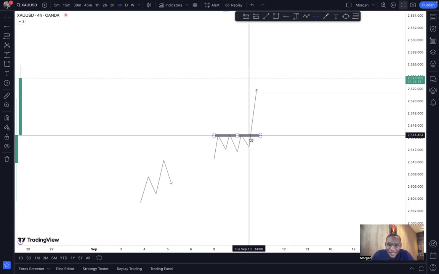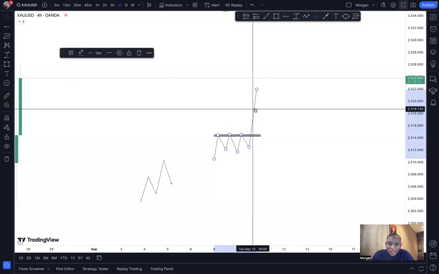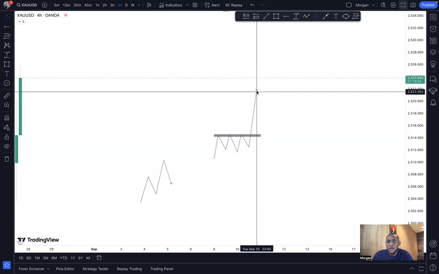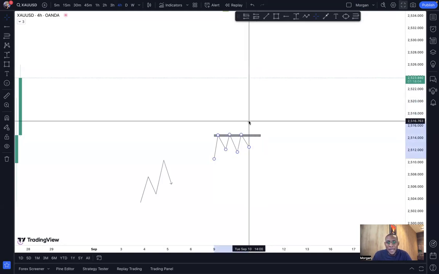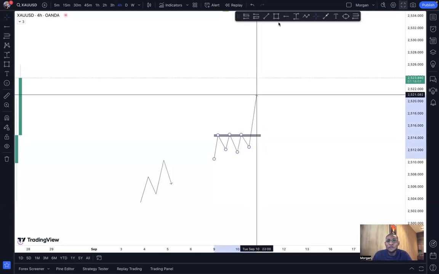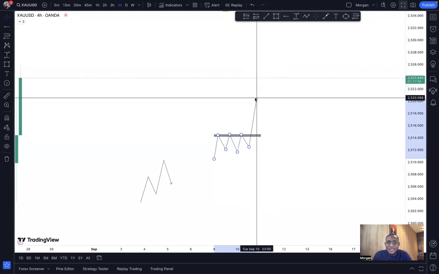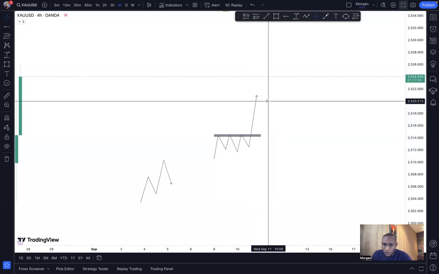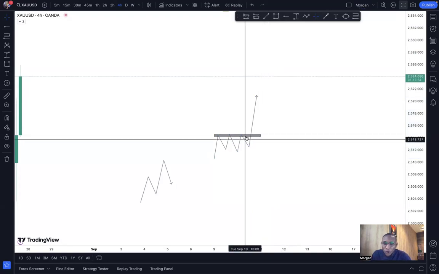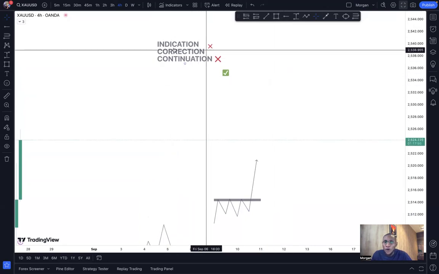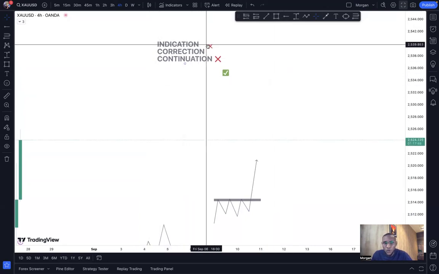So price breaking out of here, I don't trade this because I don't know where price is going. I don't know how high price can go, or if it will keep going higher. So I have to wait and see where it wants to go. That is what I call the indication. Price is indicating where it wants to go. You don't trade that. You just watch and see where it is going.